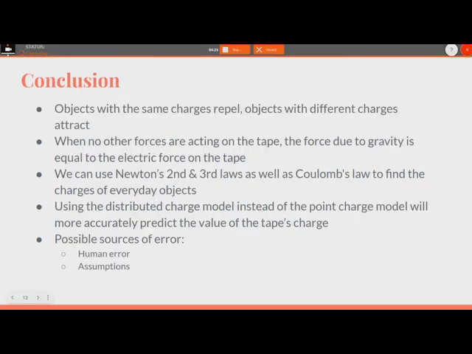And then conclusion, it's the same conclusion from the last lab, where objects with the same charges repel and objects with different charges attract. And when there's no other forces acting on the tape, the force due to gravity is equal to the electric force. We use Newton's second and third laws and Coulomb's law to find the charges, and the distributed charge model will work better to find the value of the tape's charge. And some possible sources of error that I had were human error and some of the assumptions I made, like ignoring air resistance. And that's it.